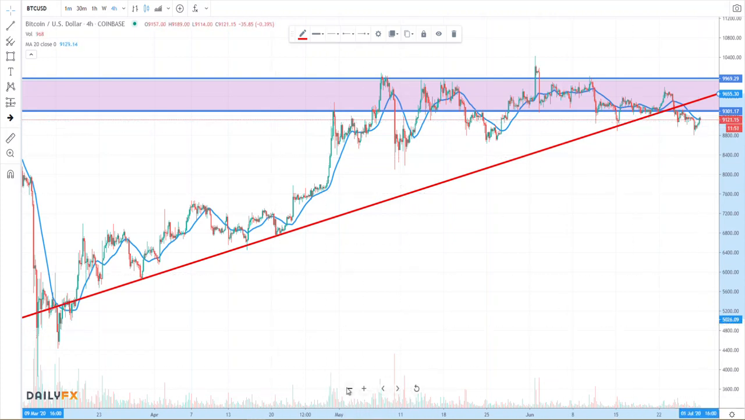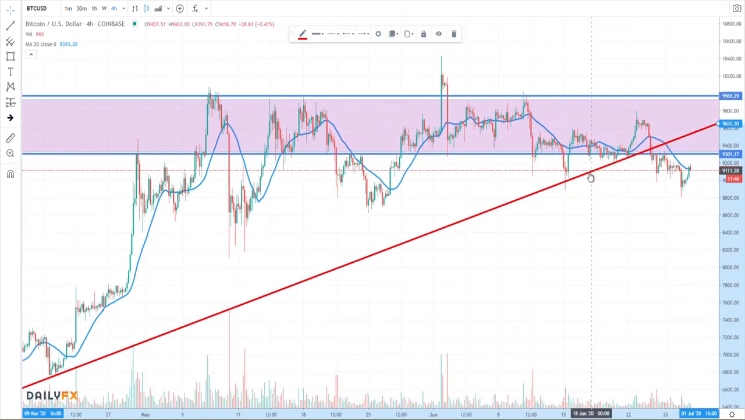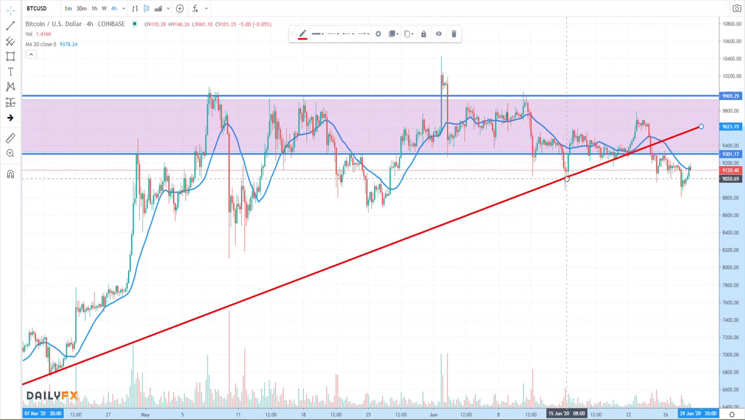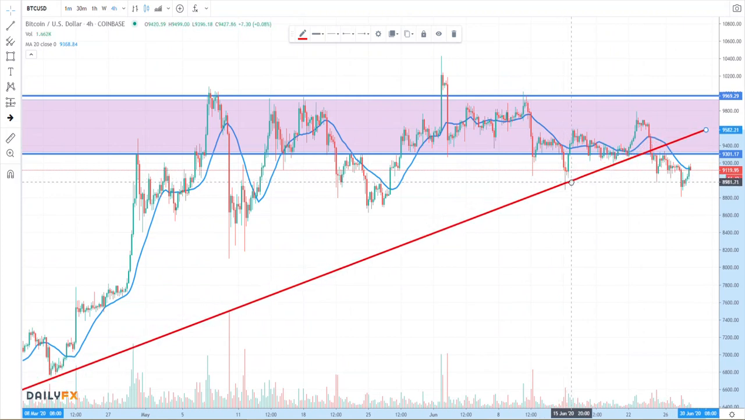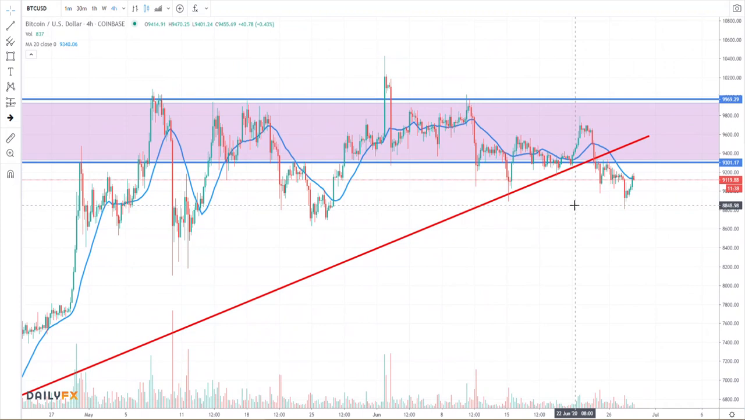So now we see that this trend's broken, and we've got lower highs. Lower highs and lower lows. So what needs to happen now is price needs to come back above 9,400 and then back into this purple zone. As long as price doesn't, we're going to see our next bear trend.